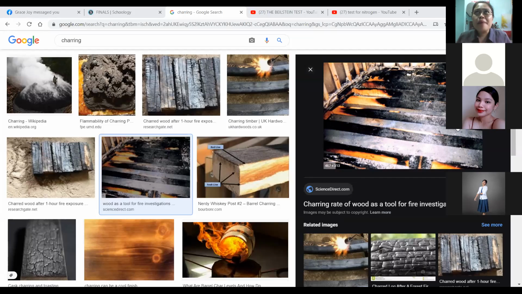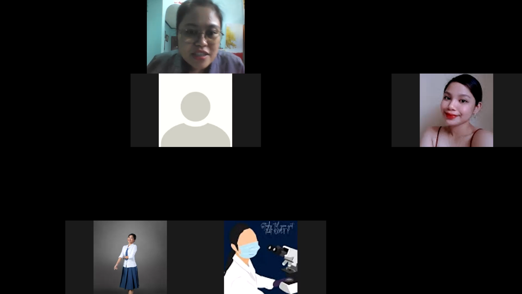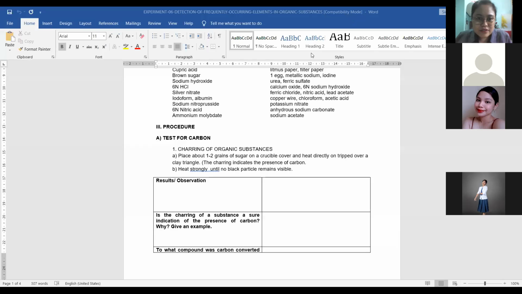All the other components of the organic compound, when you burn it, just disappear, they evaporate. Carbon does not evaporate, so it remains. That is the black substance we see. We call it a char. So that's the first test if you want to detect the presence of carbon. Charring is a process or an indication that your substance has carbon.